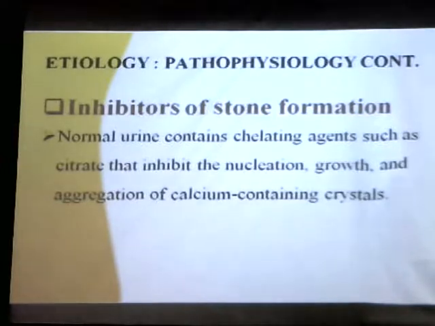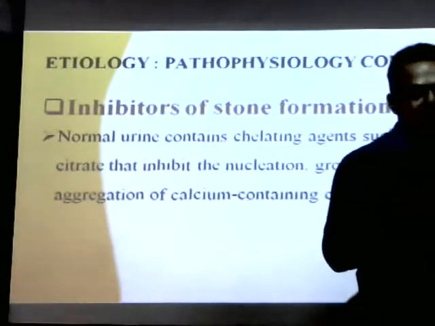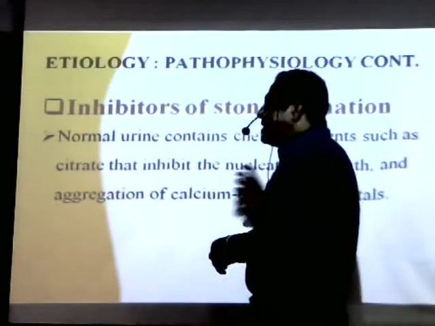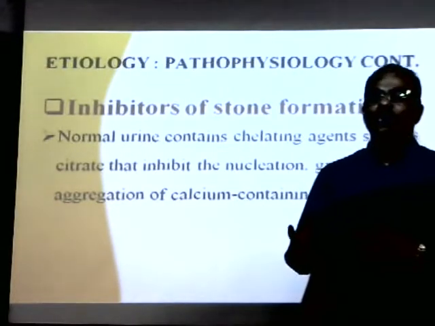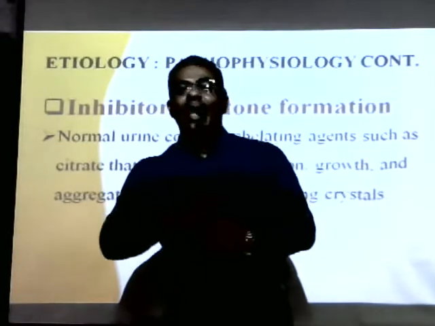What does the inhibitory mechanism say? That there are certain substances like citrate which are usually present in the urine. These substances will stop the formation of the seed crystal or the nucleation process. It will stop it. So now this is a counter mechanism.